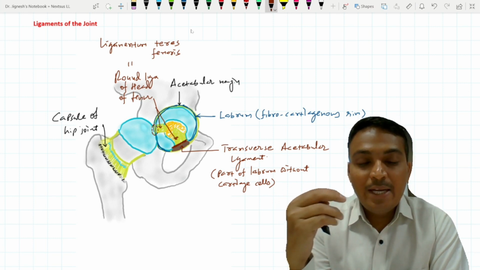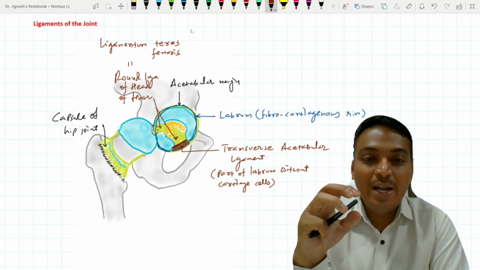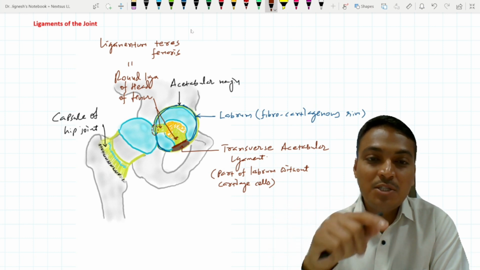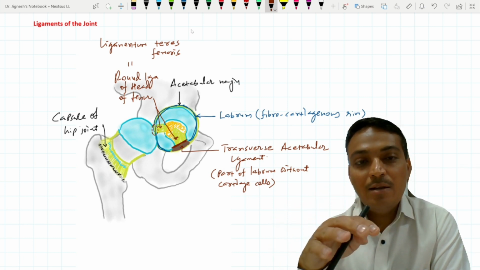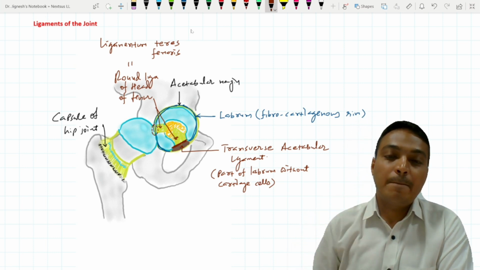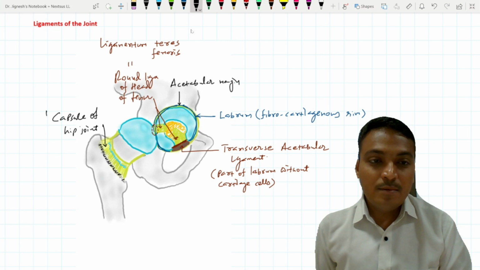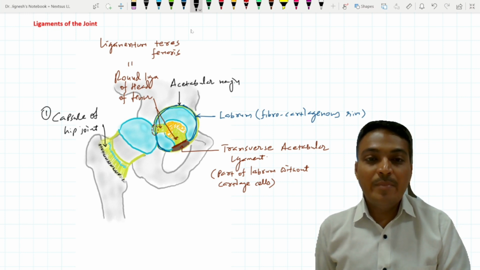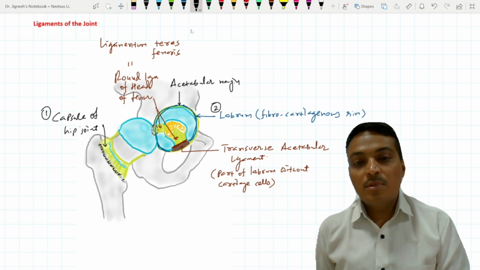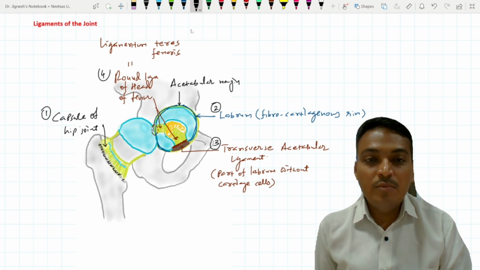Actually, the function of a ligament is to provide strengthening to the joint, but this round ligament of the femur is not providing strength to the joint. It is merely important for providing the blood supply to the head of the femur. And this ligament gets taut during adduction of the hip joint. So here in this figure, we have seen this capsular ligament covered with the synovial membrane. The second ligament is the labrum of the acetabulum. Third one is the transverse acetabular ligament. Fourth one is the round ligament of the head of the femur.